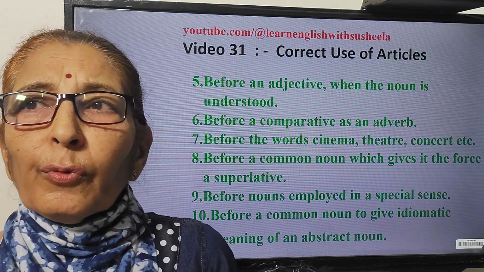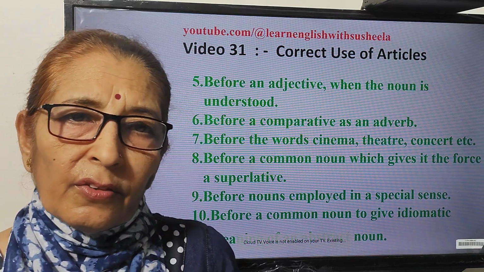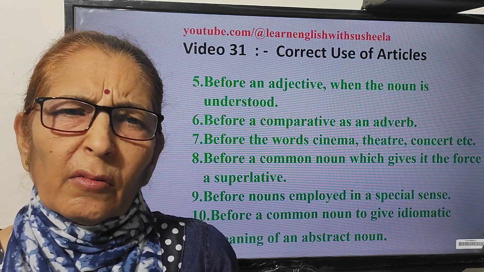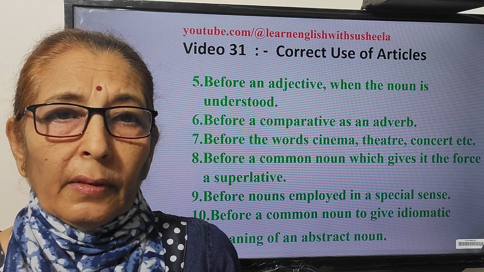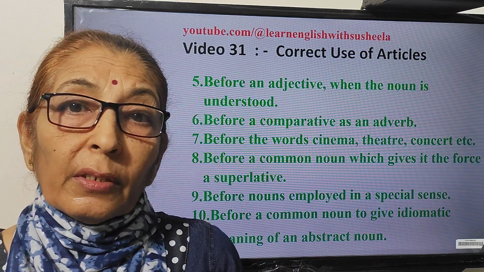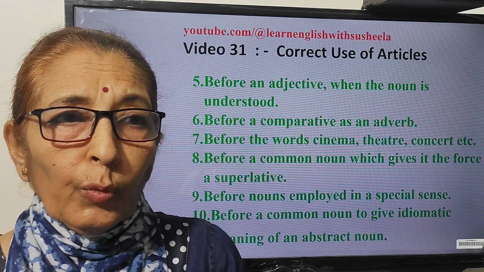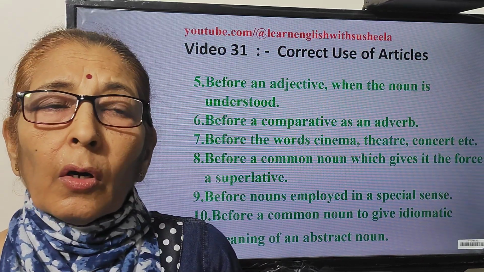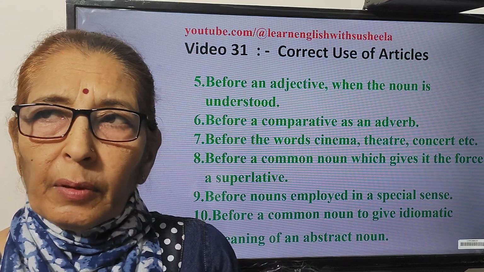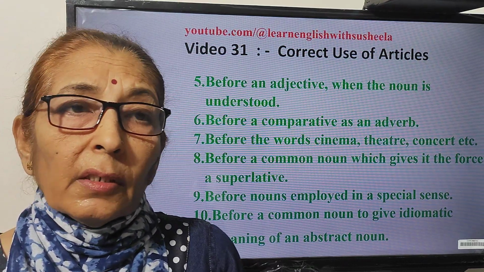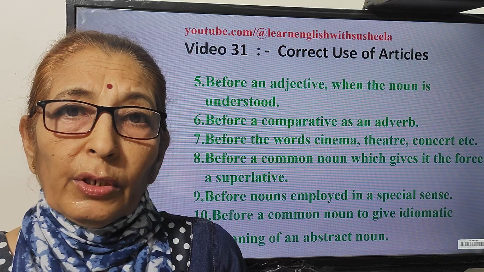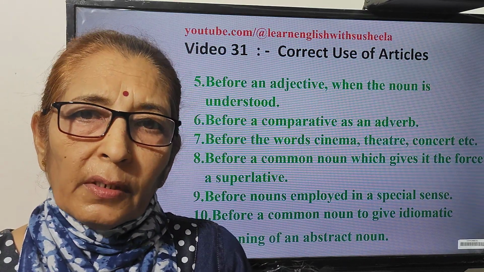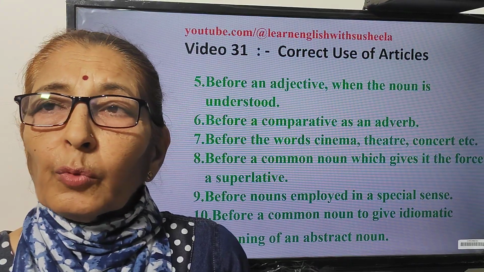Next, we use it before an adjective when the noun is understood. How? We say, the rich are mostly unhappy. Next, we should help the poor. Here the rich and the poor have been used for all rich people or poor people. So here we use the, although rich and poor are adjectives, but we use the before them because it's understood that the rich means rich people or the poor means poor people.